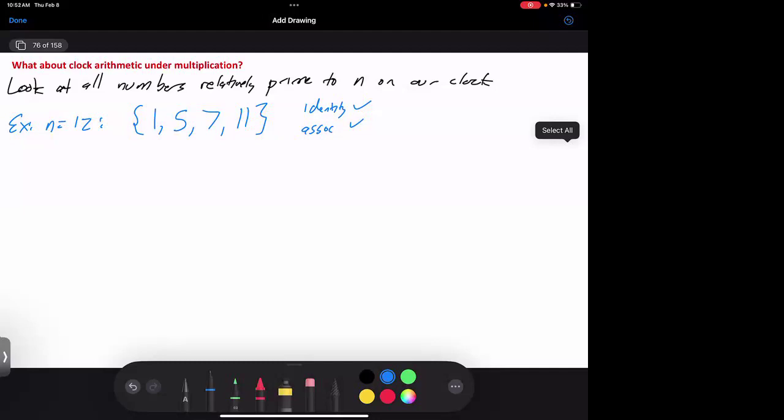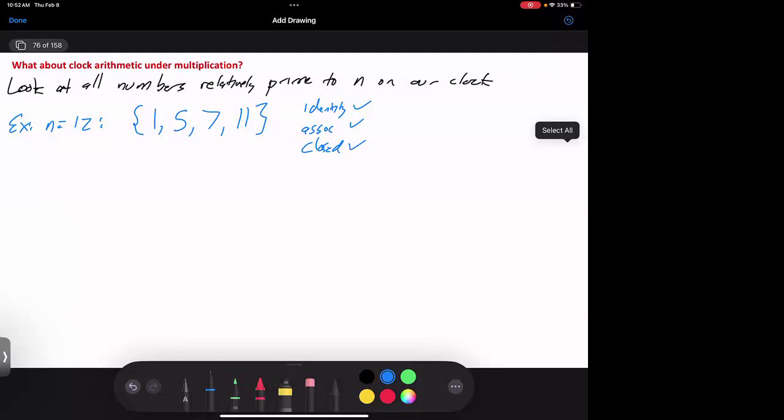How many ways are there to choose 2 distinct numbers? 4 choose 2. How many ways are there to choose the same number twice? 4 choose 1. 4 choose 2 is 6. And 4 choose 1 is 4. So there's really only 10 multiplications to do. It's closed.